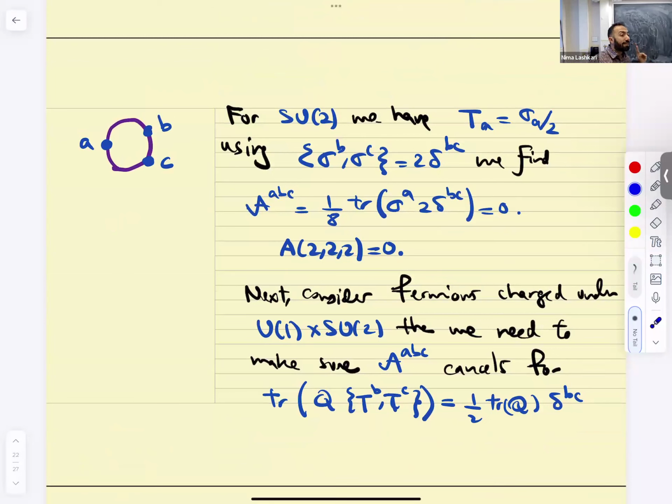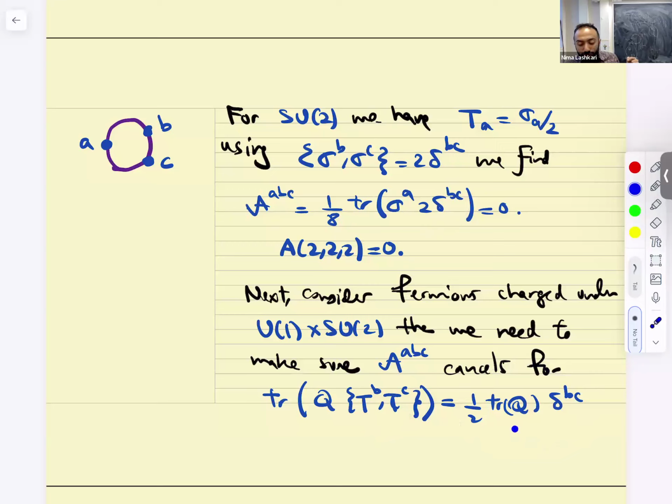But the part that I have to calculate is 111 and 122. Right? 111, we already did the calculation. Let's not worry about that. Let's calculate 122. So 122 is trace of Q T^b T^c. These are Pauli matrices. There's delta^{bc}. This is what comes out. This is the answer to your question.